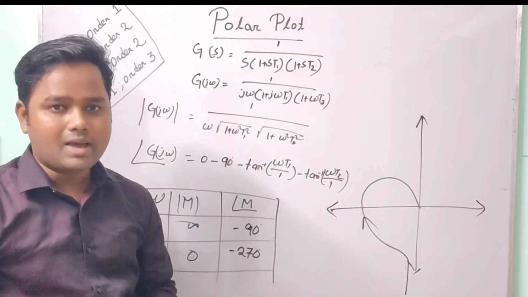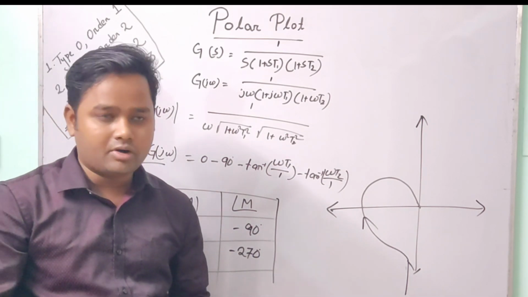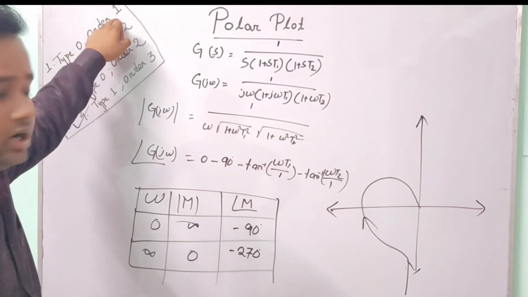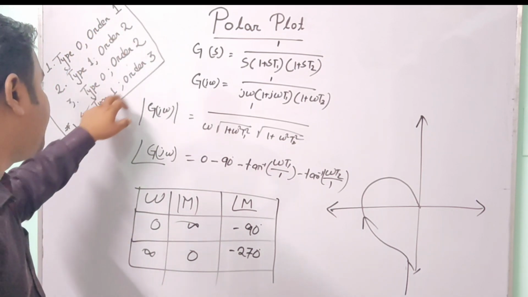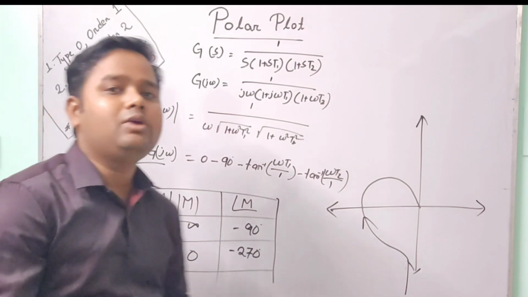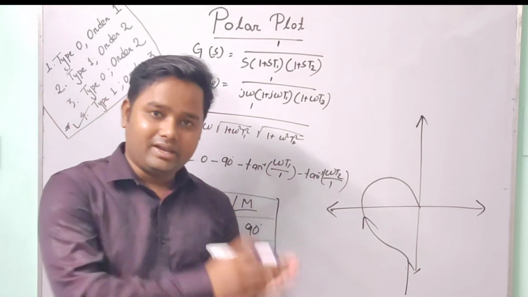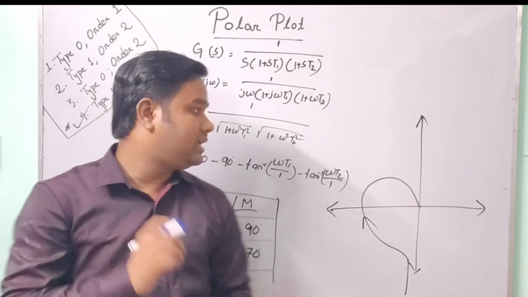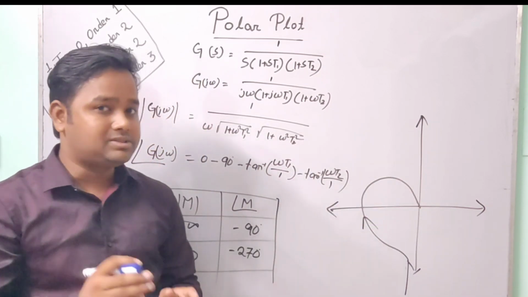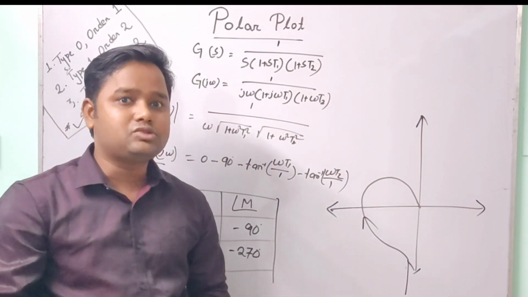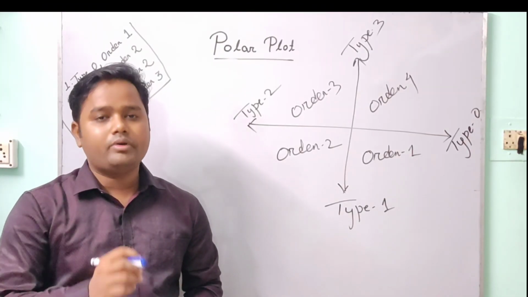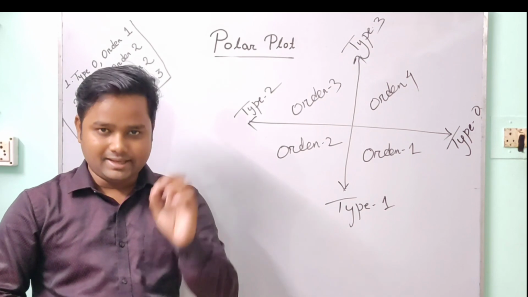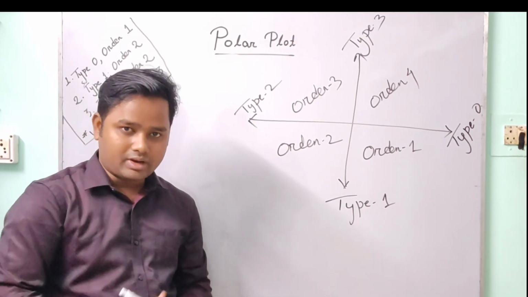In today's class, we have studied 4 examples of polar plot, that is type 0 order 1, type 1 order 2, type 0 order 2 and type 1 order 3 system. Similarly, we can find the type and order of any system by plotting the graph like this, by following the steps we studied in the previous class. In polar plot, we will just remember one easy trick. How to draw a polar plot?